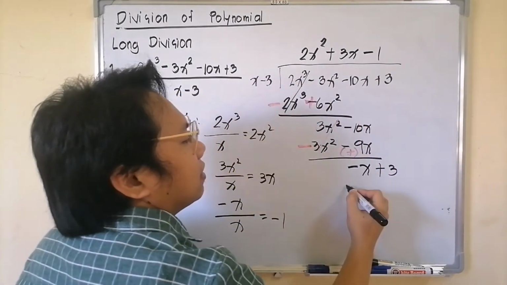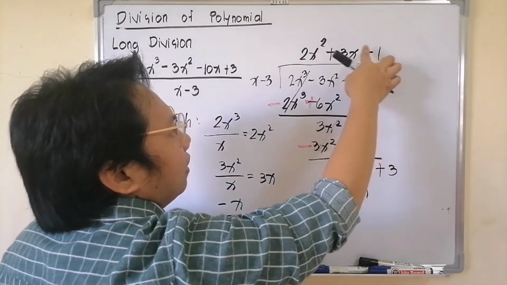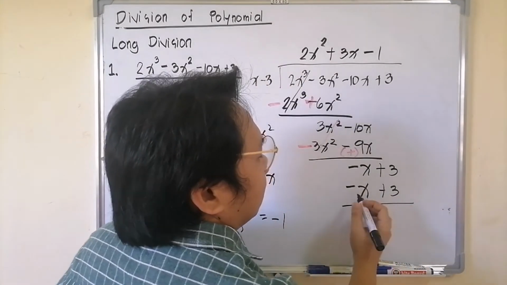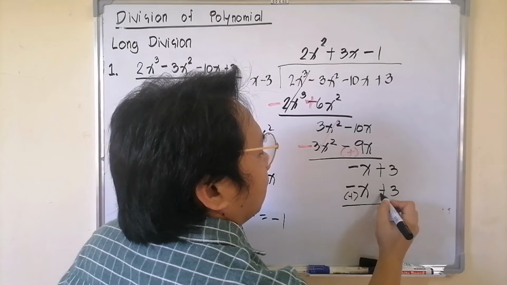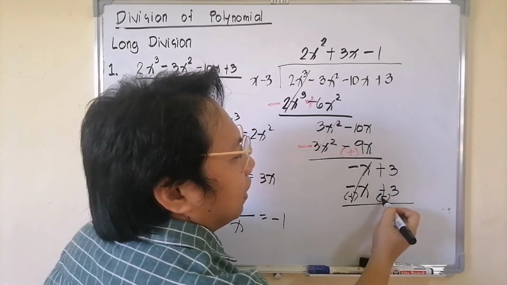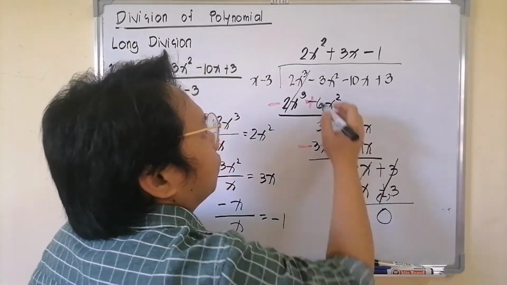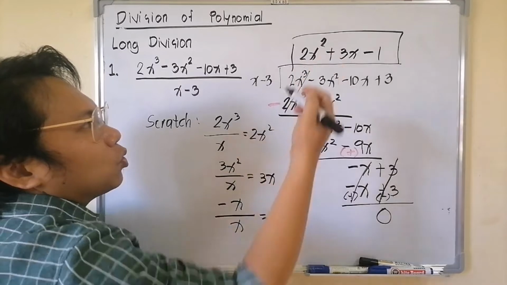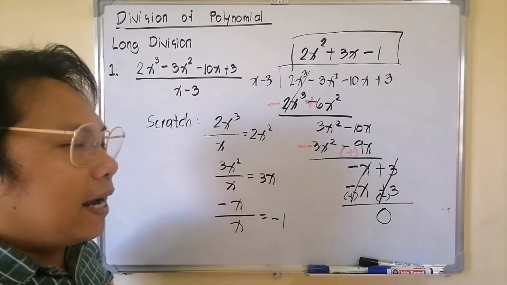Negative 1 times x will give you negative x. Negative 1 times negative 3 is positive 3. Again, this will become positive and this will become negative. So negative x plus x is 0, and positive 3 and negative 3 is 0. Therefore, this is now your quotient: 2x squared plus 3x minus 1.